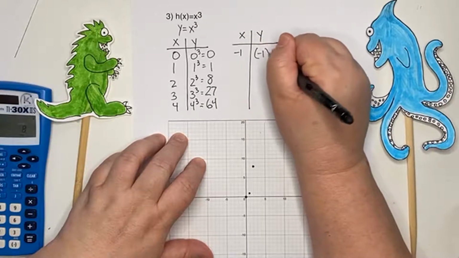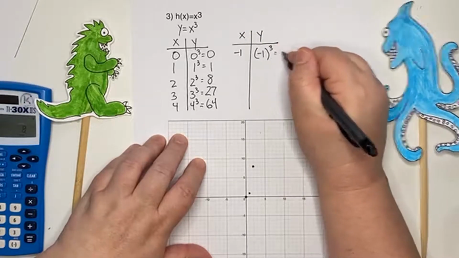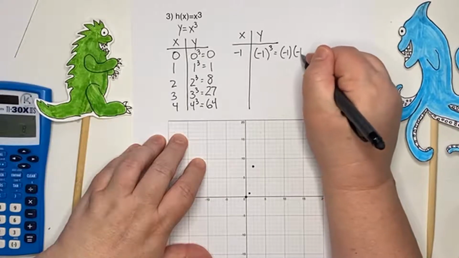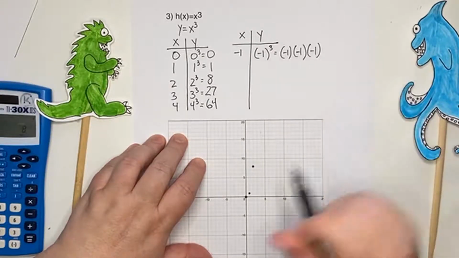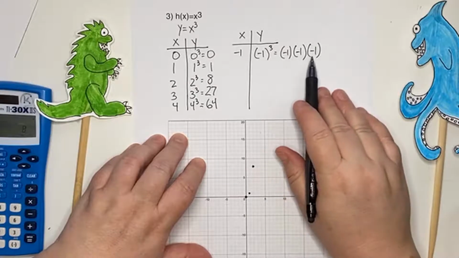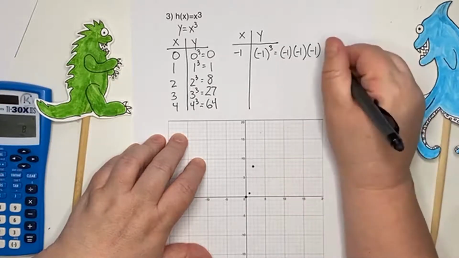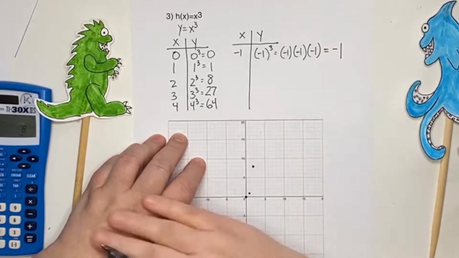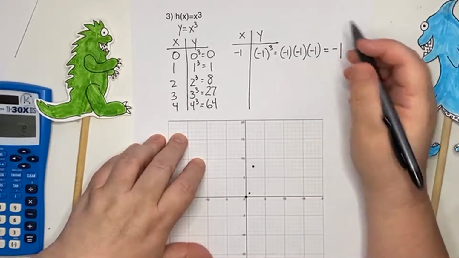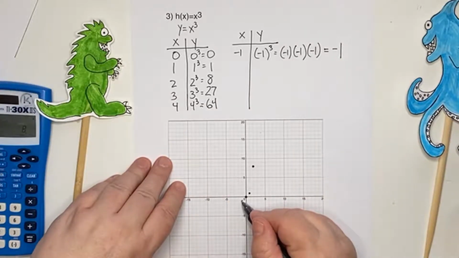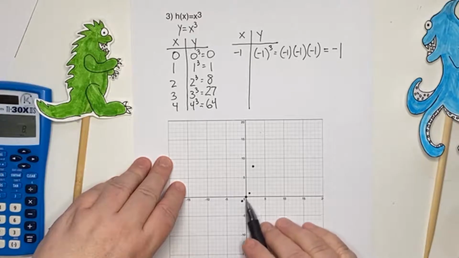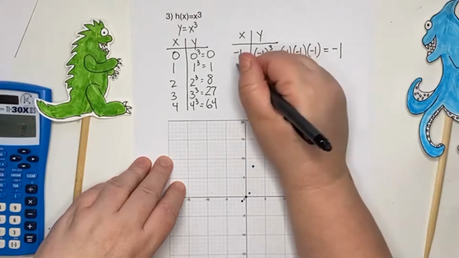-1. Now here's where things get interesting. -1 cubed is -1 times -1 times -1. If there are 3 minuses, it's an odd number of minuses, so the whole thing is negative. So that's where this one changes. I go to 1, -1, and suddenly this is going down on the other side.